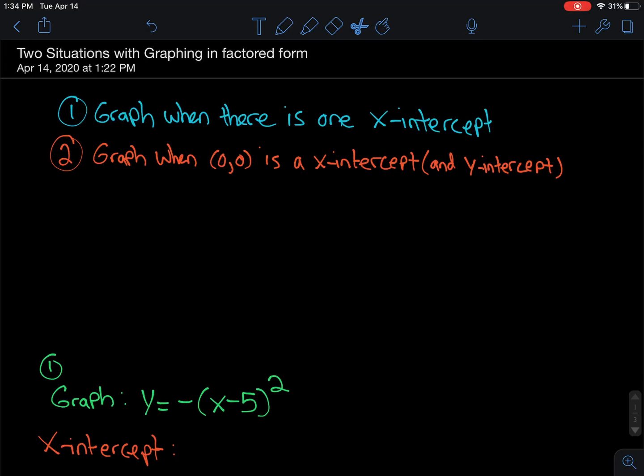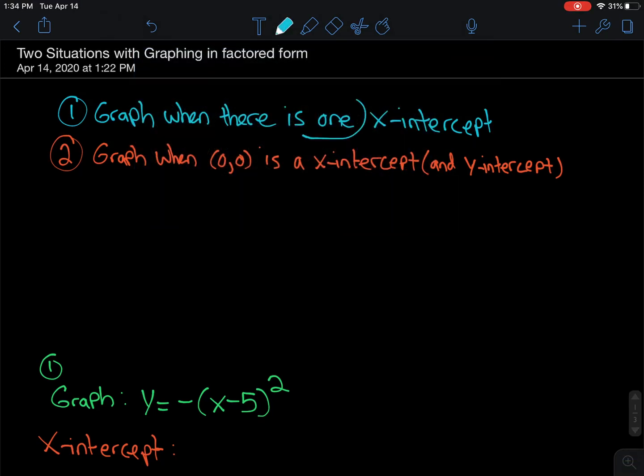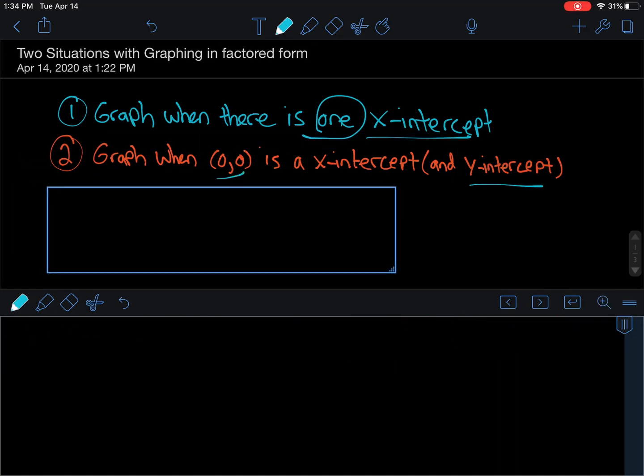These two problems that I'm going to do are going to be like the problems that you're going to have to do on the homework. Anyways, the first problem is how do you graph whenever there is one x-intercept? And the second one is what happens when 0, 0 is one of your x-intercepts? What happens in that situation? If 0, 0 is an x-intercept, understand that the y-intercept will also be 0, 0 as well. But anyways, let's look at number one.